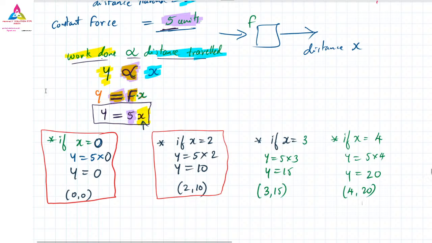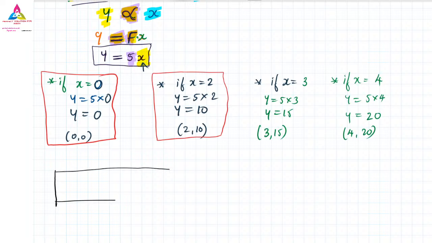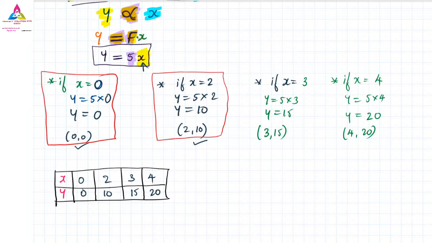So this is the table. We have to write it down in a table. So I will make a little bit small table because we have to draw the graph. Here we have taken the 4 points. Here I will take x and here I will take y. When the x value is 0, the y value is 0. When the x value is 2, the y value is 10. These two are very important. When the x value is 3, the y value is 15, and when the x value is 4, the y value is 20. So substitute these values in the graph and find the final answer.